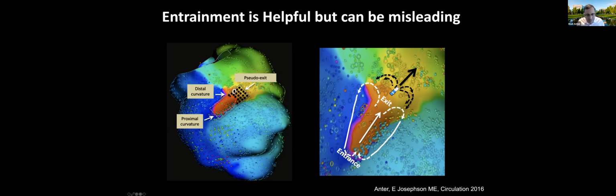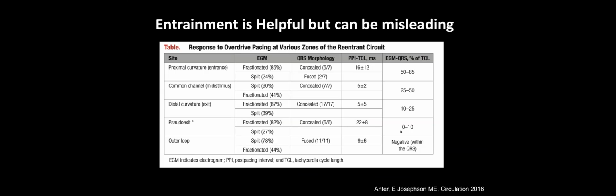Because once you pass this turnaround point, you have very rapid conduction. So if you are pacing from this, you are in the same stream of the wavefront that comes out. So you are going to be concealed, and the PPI is going to be just as long as this rapid conduction at the exit. We define it as a pseudo exit. So you have to be careful with this.